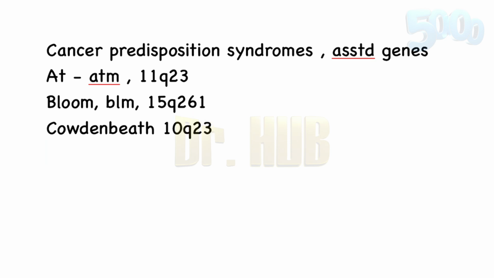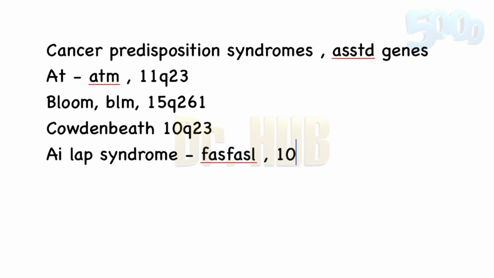Then comes the autoimmune lymphoproliferative syndrome. This is going to be FAS, and also FASL, and the chromosomes involved will be 10q24 as well as 1q23. Next will be FAP, that is familial adenomatous polyposis. This includes the gene APC, and the chromosome will be 5q21.